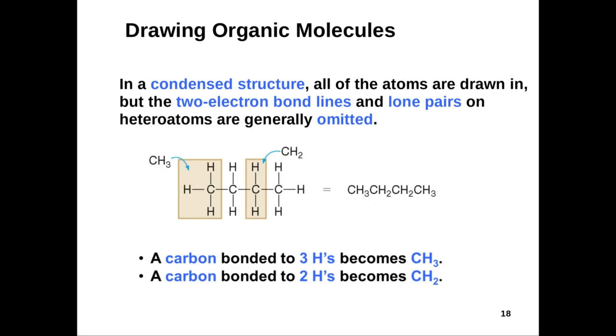So, let's talk about drawing them. So we talked about 3D shapes. How do we draw structures? Well, we can do a couple different things to represent organic molecules. The first is what we call a condensed structure, where all of the atoms are drawn in, but the 2 electron bond lines and the lone pairs on the heteroatoms are generally omitted.